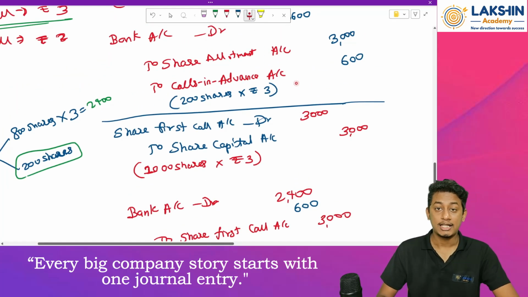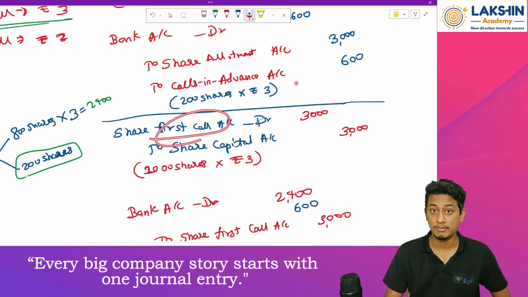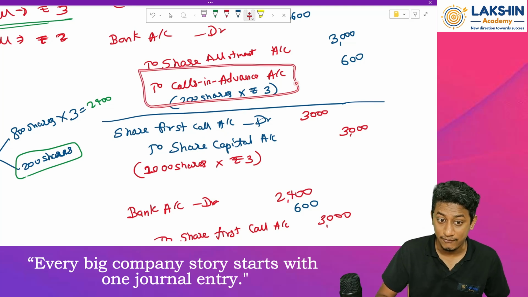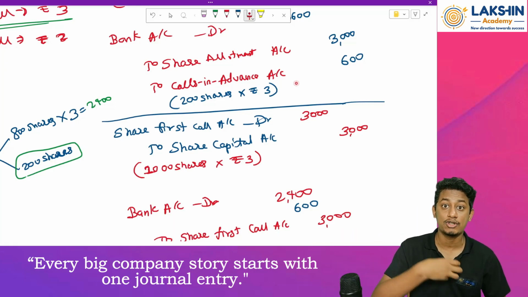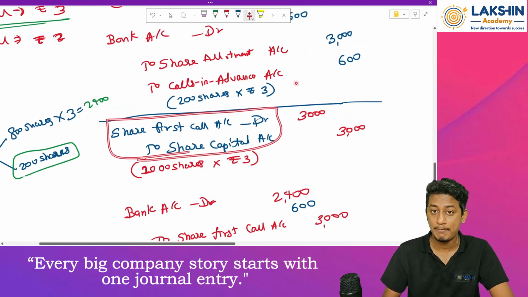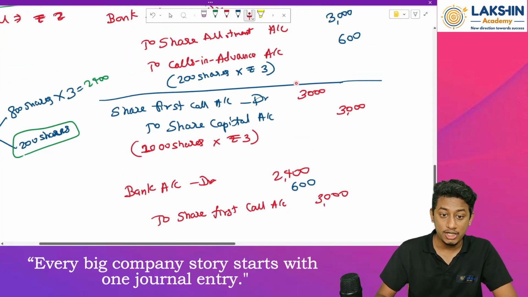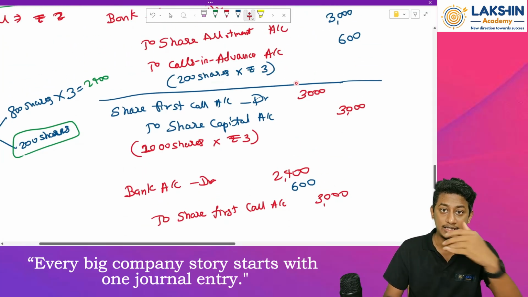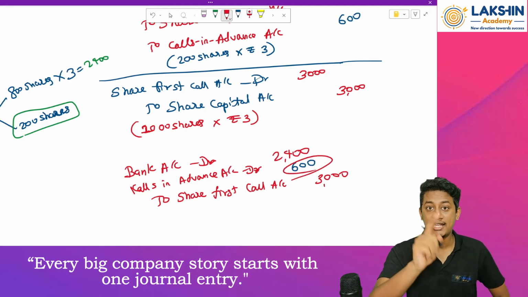Now what to do? See, now I need to adjust whatever was received in advance with the first call, because now I'm making the call. That means whatever money was a liability for me is no more a liability for me. Why? Because I'm making a call. Now it's my rightful money. It is the rightful money that I was supposed to receive. In case of this 200 shares, I received it in advance. That's the only case. Now since I am doing the call over here and I'm passing this entry, it becomes my rightful money. Because of that, whatever liability account I have opened over here, I will clear it off. How to clear the liability account? By debiting it. So the entry will be call in advance account debited by rupees 600, and by this I clear the call in advance account also.